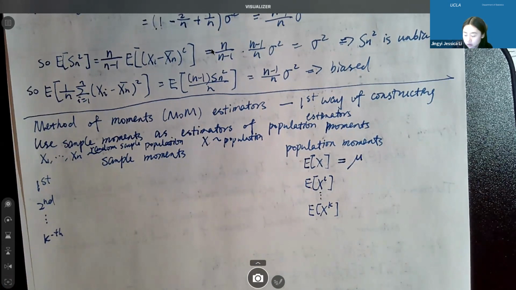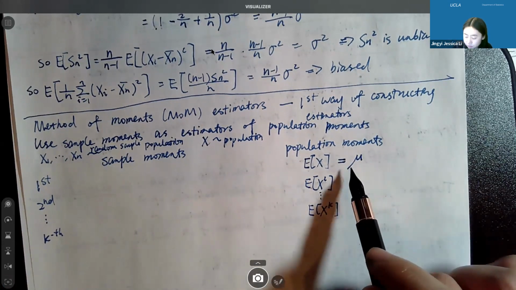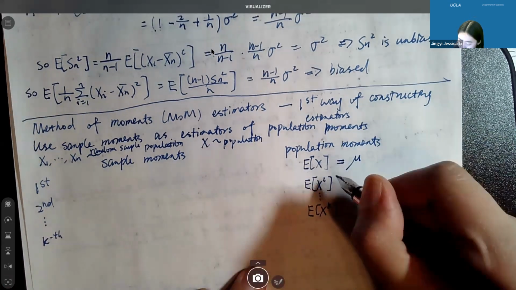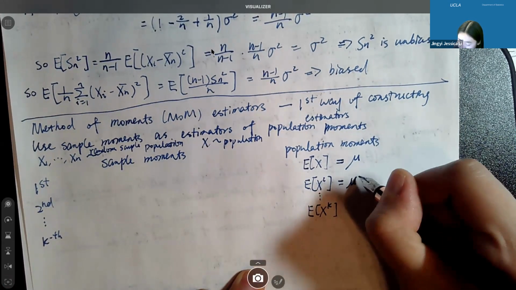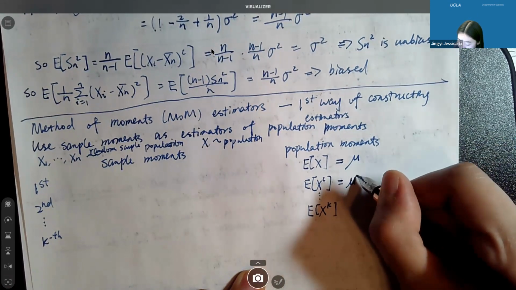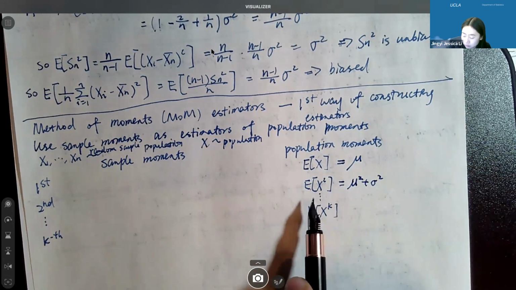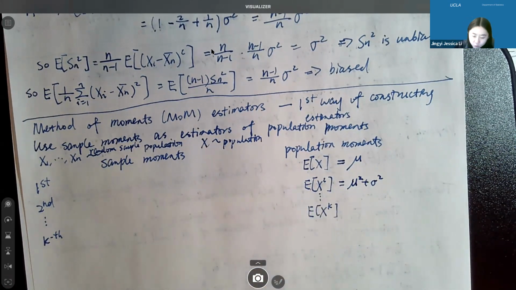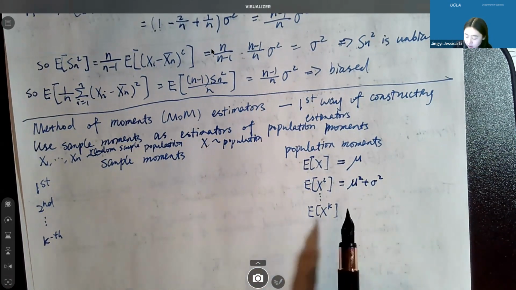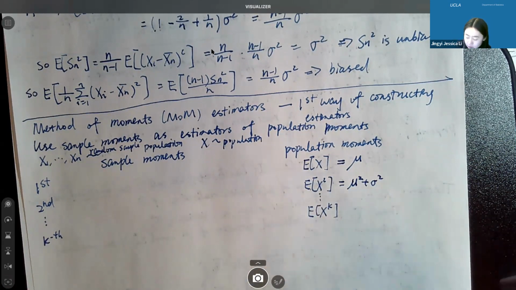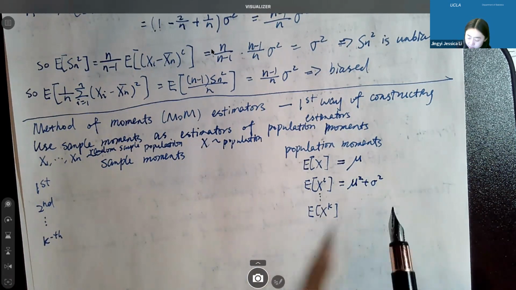So for the normal distribution, we know the first population moment is mu, right? The second population moment is equal to mu squared plus sigma squared, which is just what we derived. This is not specific to the normal distribution, but holds in general. The second moment is equal to the square of the first moment plus the variance, if the variance is denoted by sigma squared.